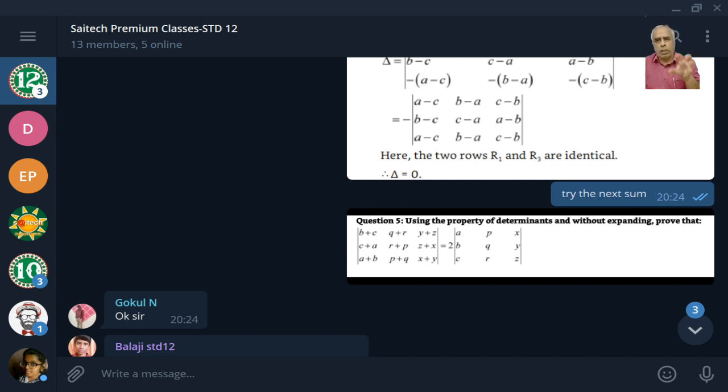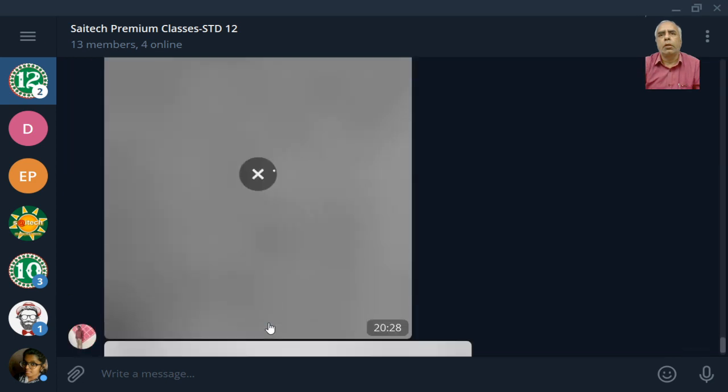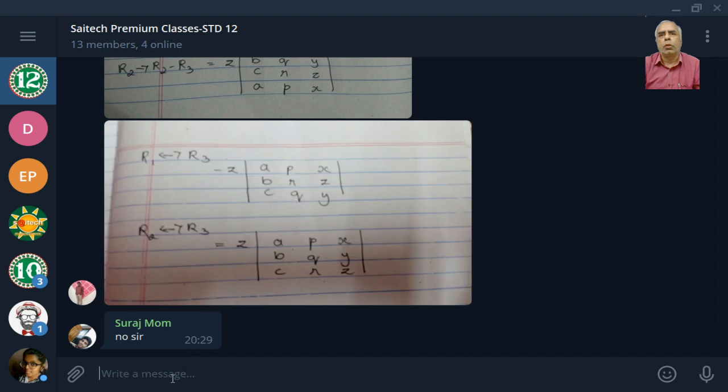Now let us work out determinant 1 alone, where you can do some gimmicks. R2 is transformed, you can subtract R2 minus R3. Let me post the display so that you can understand better. Okay, let me explain this.